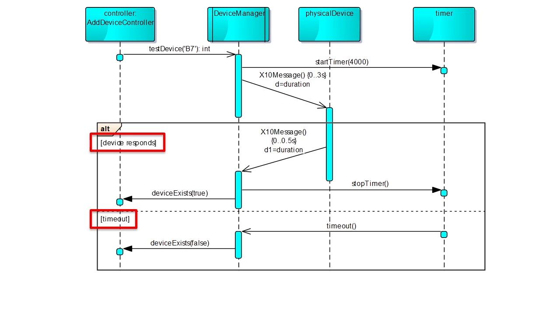In this version of the diagram, the device manager sets a timer for 4,000 milliseconds at the start. Then it sends a signal to the device. If the device responds before the 4 seconds are up, the device manager stops the timer and reports that the device exists. Otherwise, the timeout occurs and the device manager reports that the device does not exist.